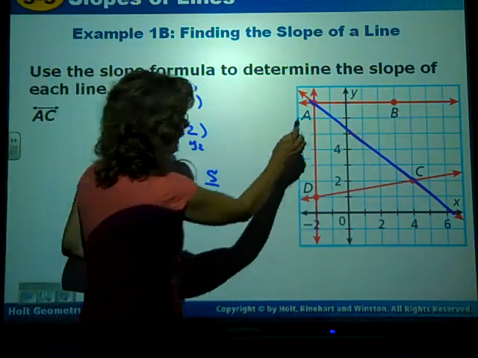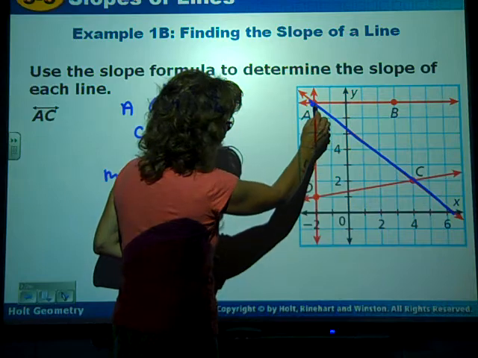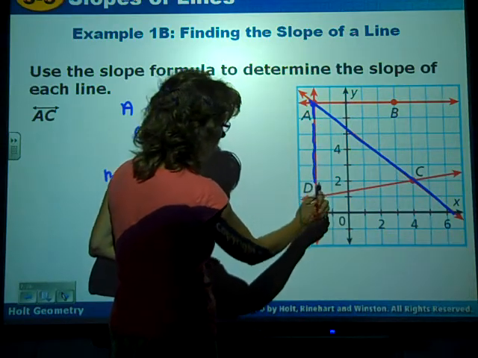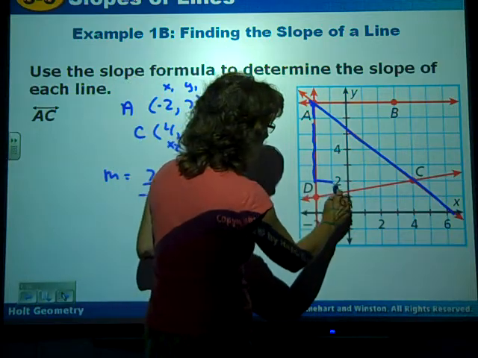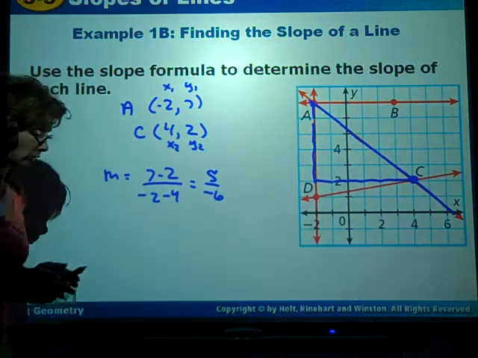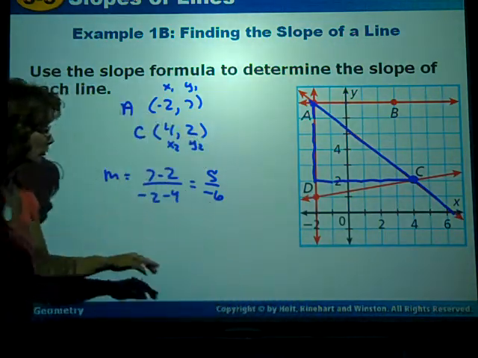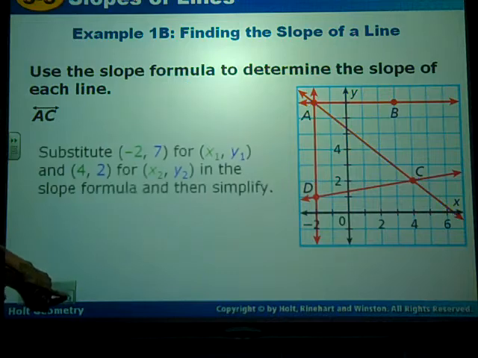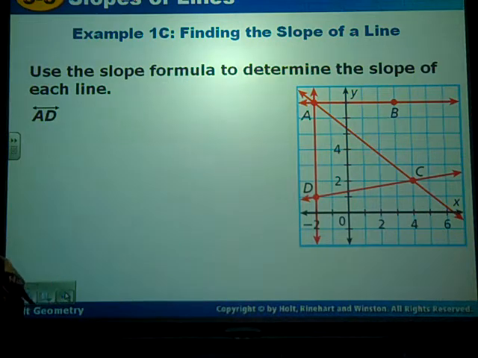Now if we were to count that, we'd say from here down, because it's negative, 1, 2, 3, 4, 5, and over 1, 2, 3, 4, 5, 6. And we see we calculated it correctly. So rise over run, and if it's negative, we're going down.